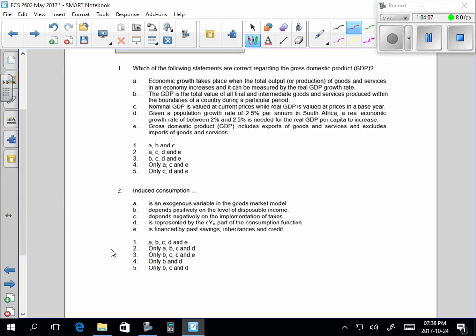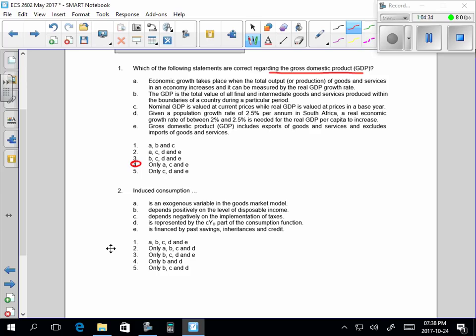Okay. So for your multiple choice, which of the following statements are correct regarding GDP? You have to know your definition of GDP, total value of all final goods and services produced within the borders of a country for a given year. That is your aggregate output and production. Your answer would be option 4. A, C, and E.